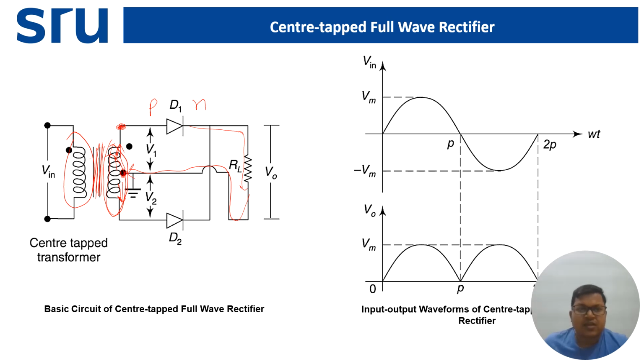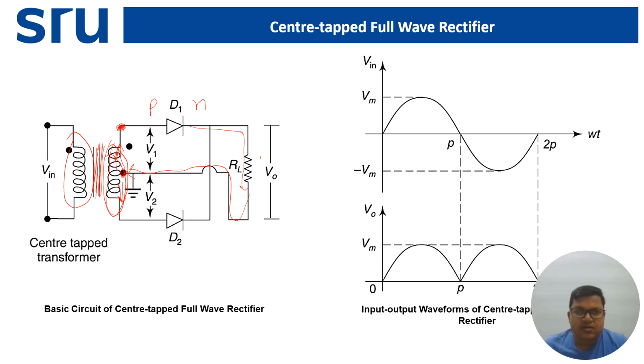Okay, that means you can easily see that when this end becomes positive, the P side gets more positive than the N side. So that means this diode D1 will be in forward bias condition, right? Because of this, as we know, diode D1 will act like a closed switch. That means it will conduct fully and there will be no such voltage drop.